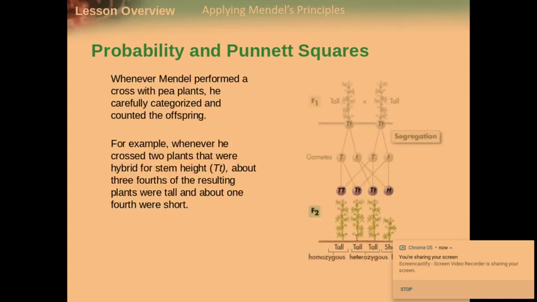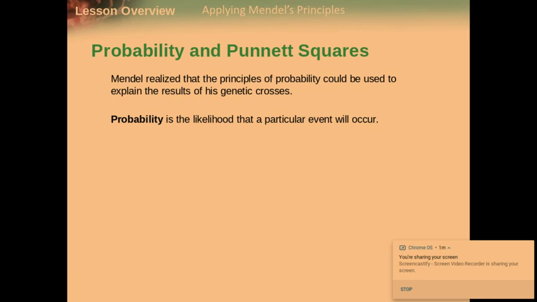So whenever Mendel performed a cross with pea plants, he carefully categorized and counted the offspring. For example, whenever he crossed two plants that were hybrid for stem height, so remember hybrid means heterozygous, which means it has one of each allele, but in this case it would have a big T and a little t. About 3/4 of the resulting plants were tall and about 1/4 were short. Mendel realized that the principles of probability could be used to explain the results of his genetic crosses.